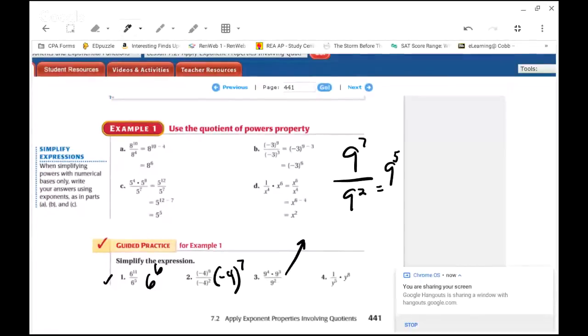Okay? So on number 4, this is really like saying 1 times y to the 8th over 1, right? Because any big number is itself over 1. So I would multiply straight across. I'm going to get y to the 8th over y to the 5th. And then 8 minus 5 equals y to the third.